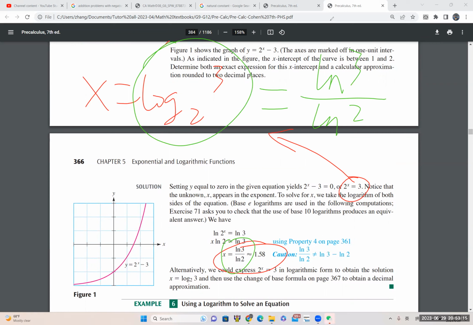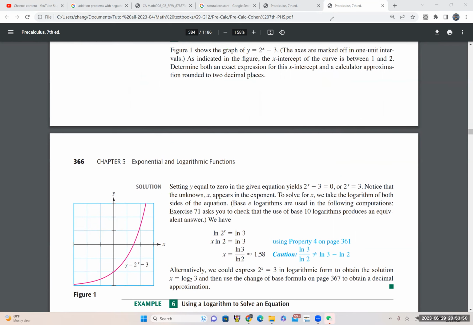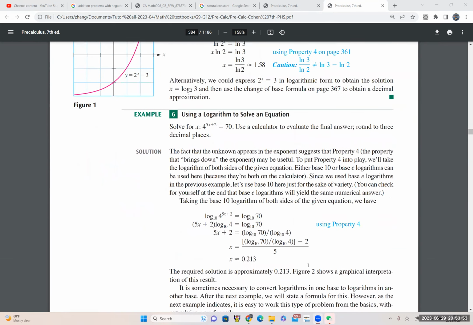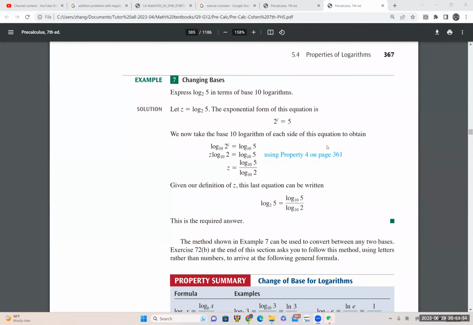So generally, we have log base b of a, normally we use b as the base, equal to, if we have a new base, we call it c, log base c of a over log base c of b. So like this, right? Now let's quickly see this change of base because it's very useful.